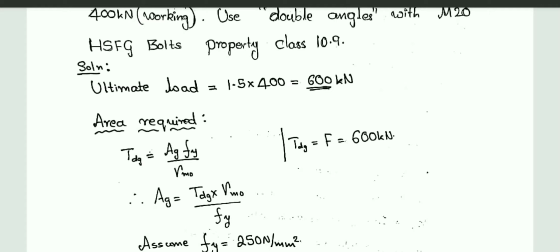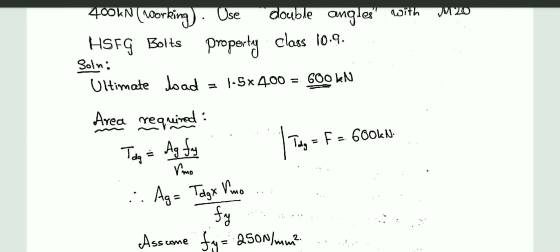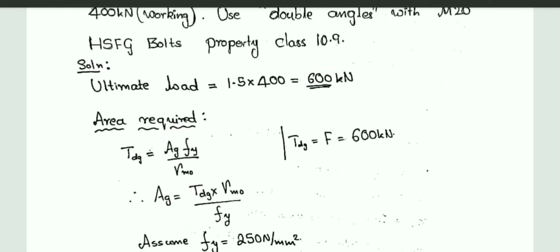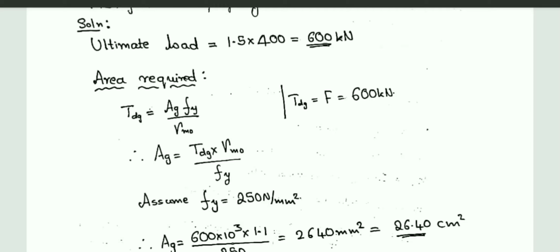Ultimate load will become, that is 400 into 1.5, it will be 600 kilonewton. So area required from gross area formula, that is TDG will be equal to AG into Fy divided by gamma m naught. Here AG is what you need to calculate. TDG you need to take as the force to be carried, that is 600 kilonewton. And gamma m naught will be 1.1 from table number 5 from IS 800 2007, and Fy will be 250. So you can assume that.